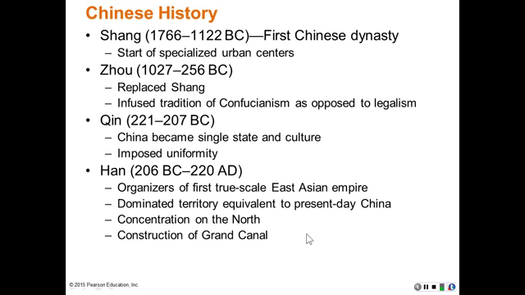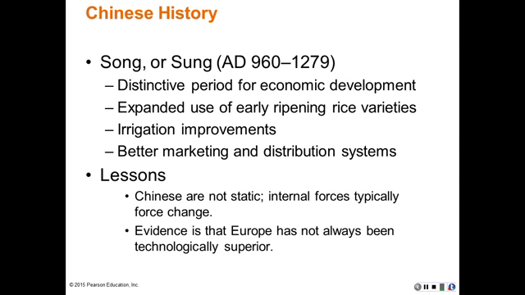During this period, there was the construction of the Grand Canal that ran on the interior from Beijing toward Shanghai. This is also the beginning of the period of the Silk Road, and the Silk Road expanded during this time, and trade expanded during the Han Dynasty.